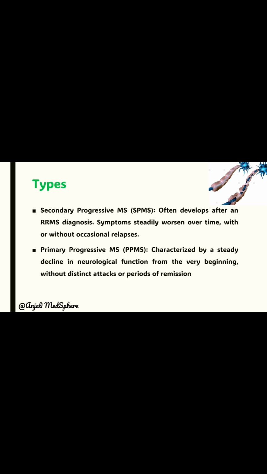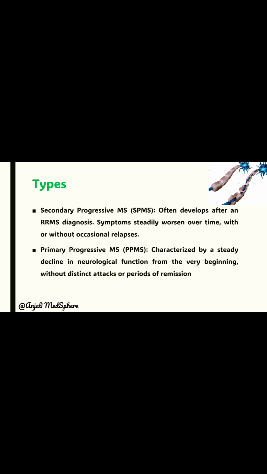Secondary progressive multiple sclerosis often develops after relapsing remitting multiple sclerosis. Symptoms steadily worsen over time, with or without occasional relapse. Here the symptoms steadily worsen, and there has already been a prior episode of RRMS. So that is secondary progressive multiple sclerosis.